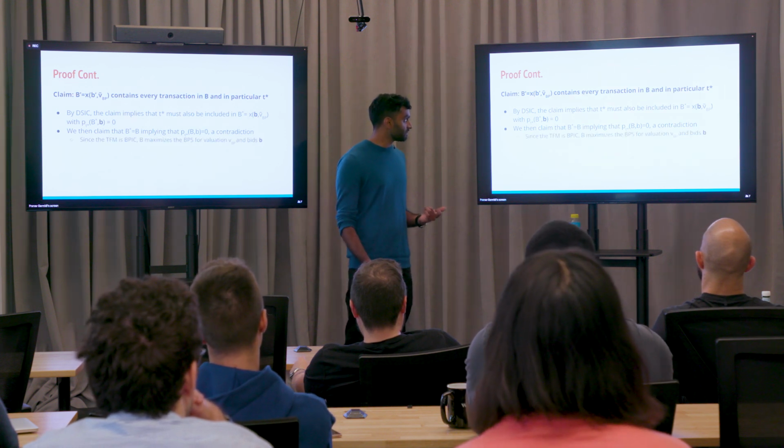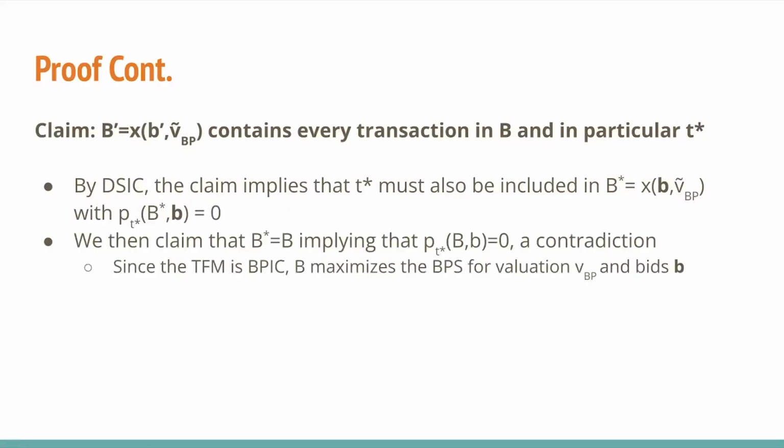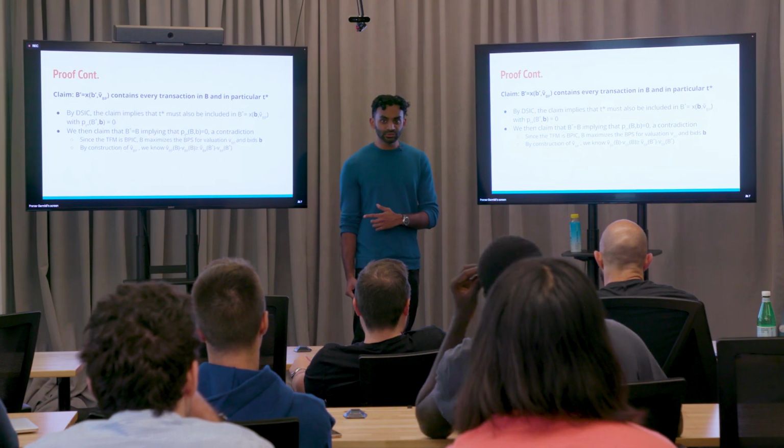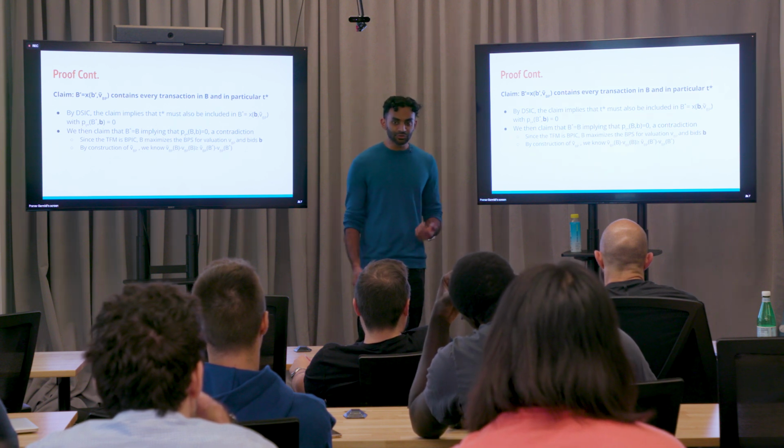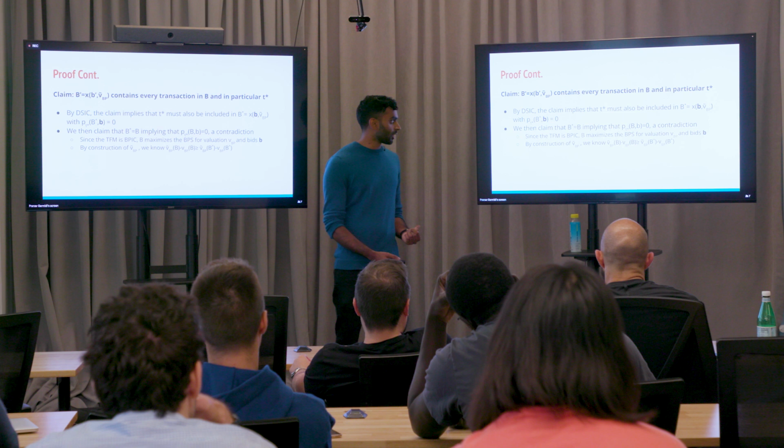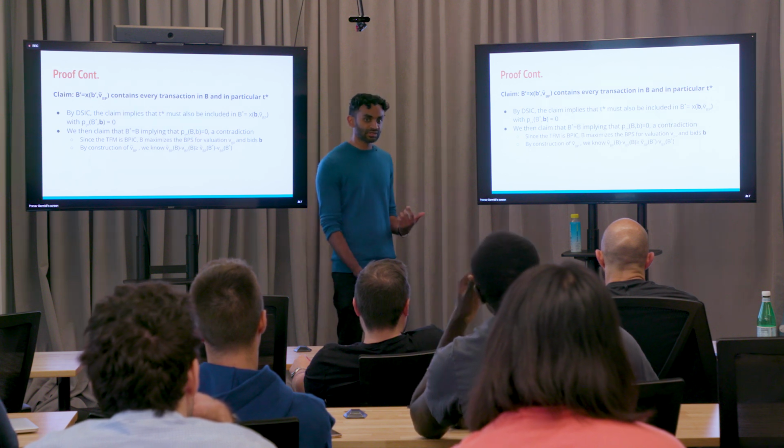To see that B star equals B, we can go through a few steps. First off, since this TFM was BPIC, the original block B was maximizing the BP's utility under the valuation V_BP and the bid vector, bold B. By construction of this V tilde BP, what we did was increase the value point-wise across every transaction in B, and set every transaction outside of B to 0. So we know that the value of this block B increases by at least as much as that of block B star, based on how we constructed V tilde.